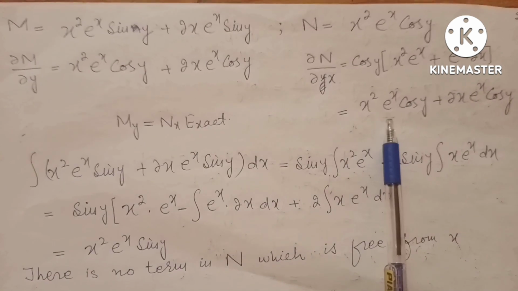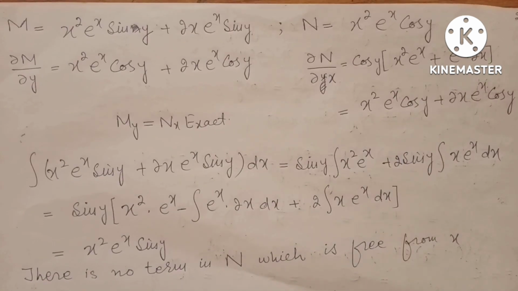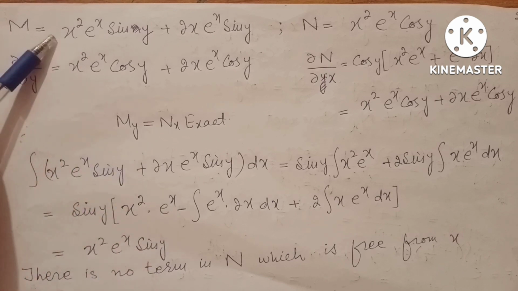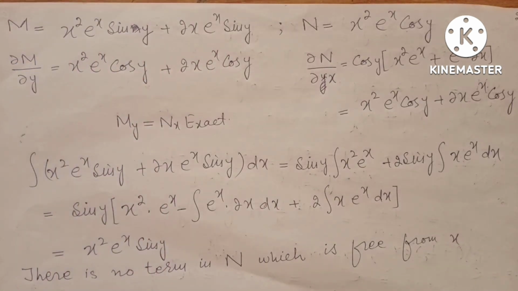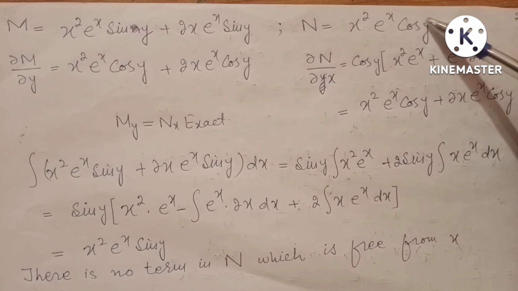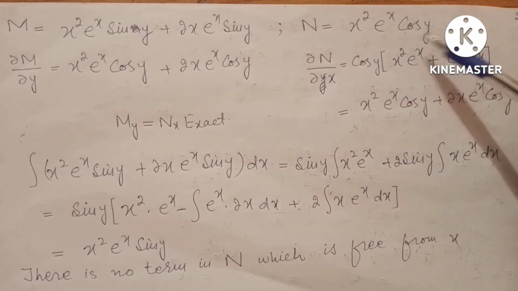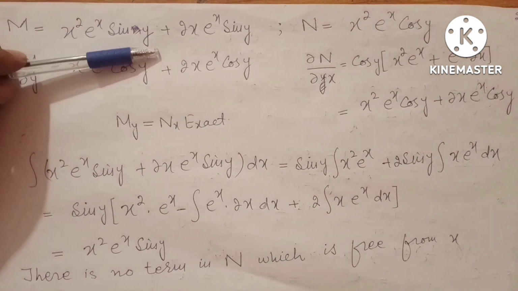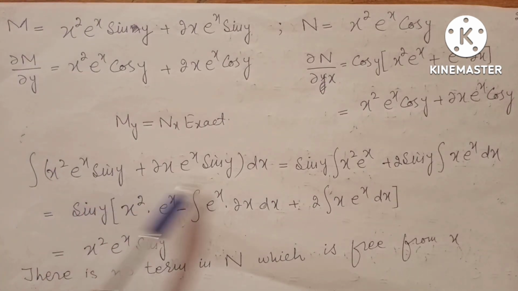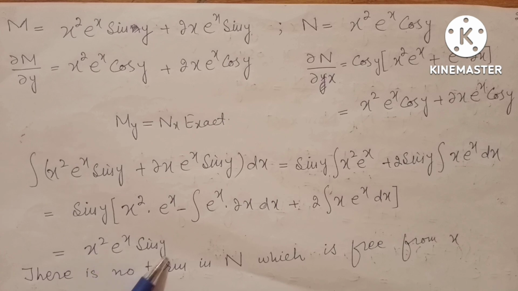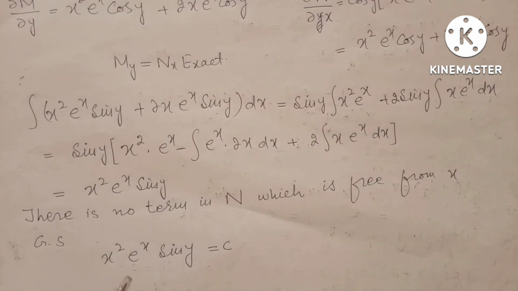So the equation is exact and we will apply the method which is used to solve the exact differential equations. It means we will integrate M and integrate those terms of N which are free from x. Here there is no term in N which is free from x, so we will integrate only M. After integrating we get x squared e^x sin y. So the general solution will be x squared e^x sin y is equal to c.